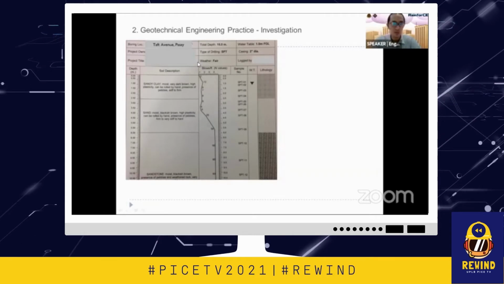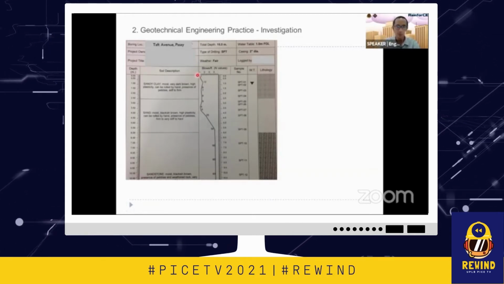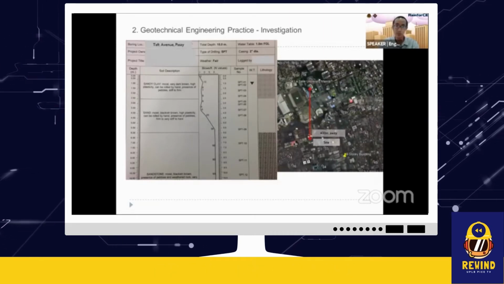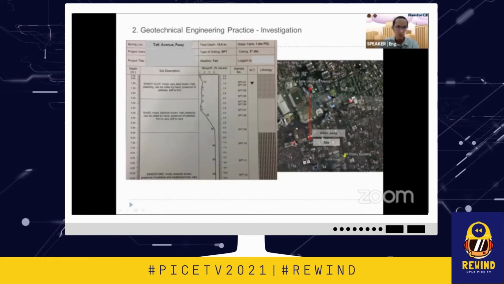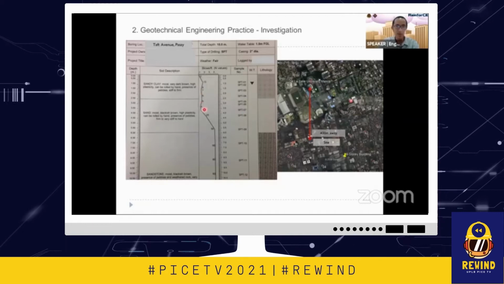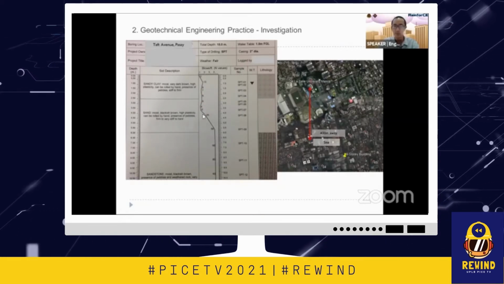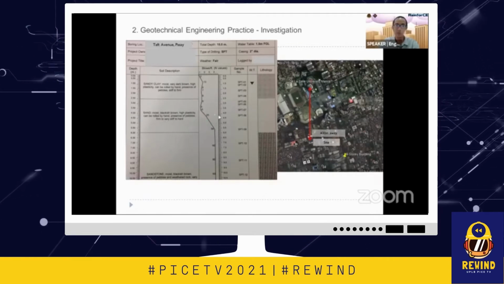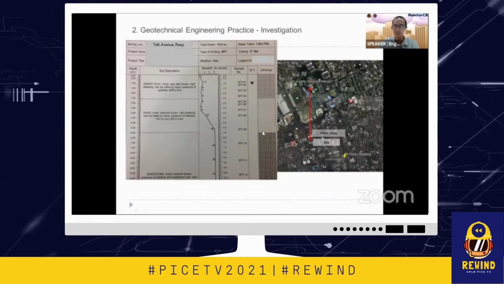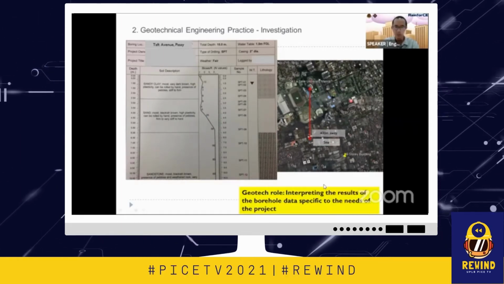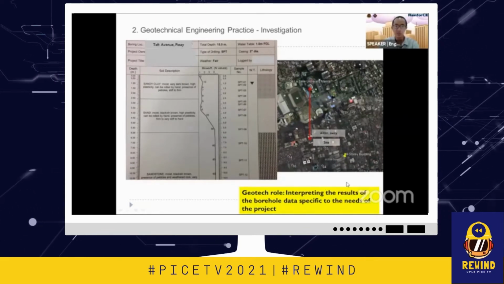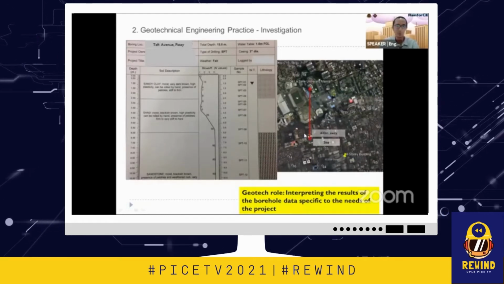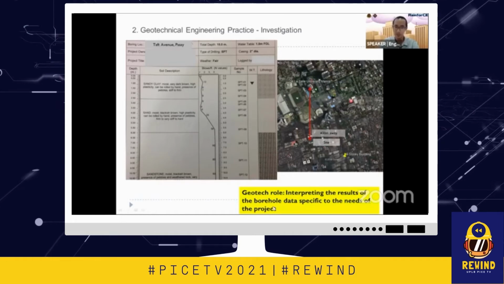This is the formal borehole log. As you can see, this project was taken in Taft Avenue, Pasay, around 400 meters away from the LSU. What can we conclude here? We have very low N values up to a depth of 4 meters, then the hard strata will start at around 4 meters, with an SPT N value of 25. The role of the geotechnical engineer here is to interpret the results of the borehole data specific to the needs of the project. We'll talk about that in detail later.